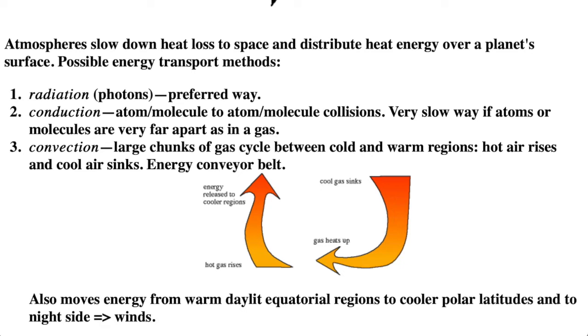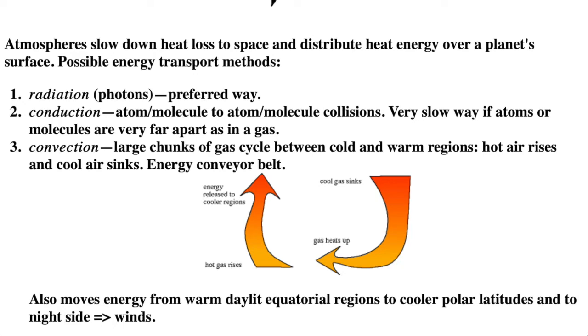In addition to transporting energy outward to space, convection also distributes heat across the planet, from the warm, day-lit equatorial regions to the cooler latitudes closer to the poles, and to the night side of the planet. The warm air at the equatorial regions rises, and the cooler air from other parts of the planet flows across the surface toward the equator to replace the rising air. All of the winds in a planet's atmosphere are due to convective processes.